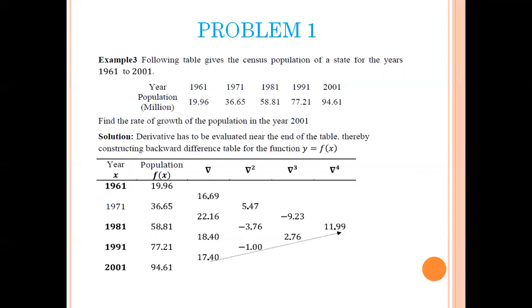So rate of growth is always known as a derivative or a differentiation. But here they have mentioned the year 2001, so we have to use Newton backward derivative formula. First we will form the Newton difference table. As usual, we will take the x value as the year and the y value as the population, and the del values have been calculated from the y values, and the del square, del cube, del power 4 similarly we can calculate as in the previous problem.